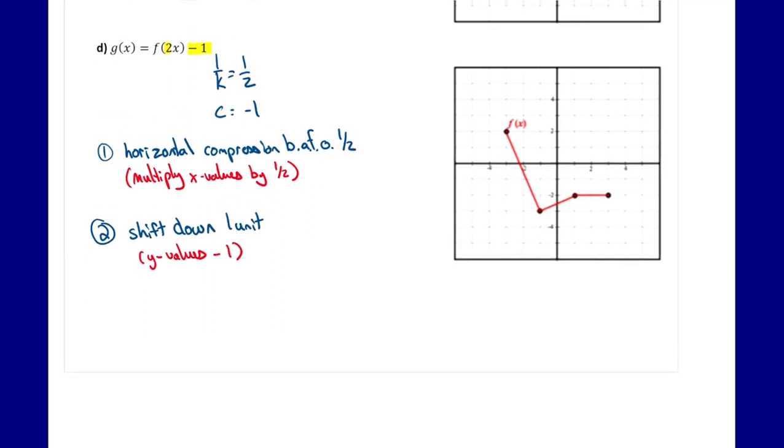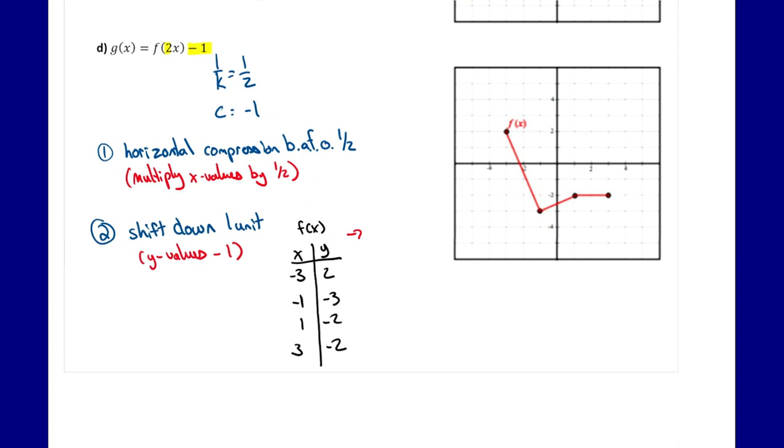And this is where it might be helpful to do some form of what we call mapping notation. So if I have my parent function, f at x, if I create a table of values for it, x and y, I can see that I have -3 and 2, -1 and -3, 1 and -2, and 3 and -2. That's my parent function.